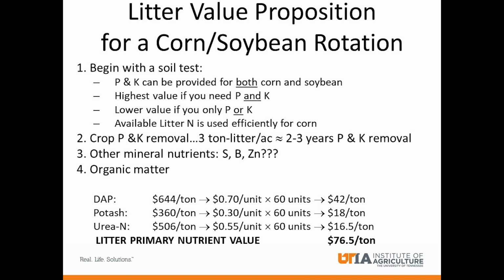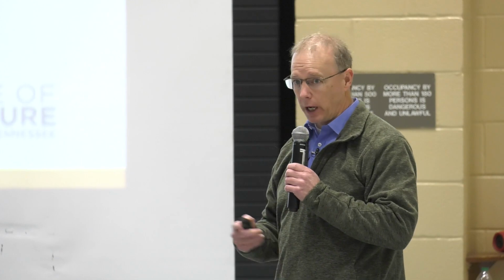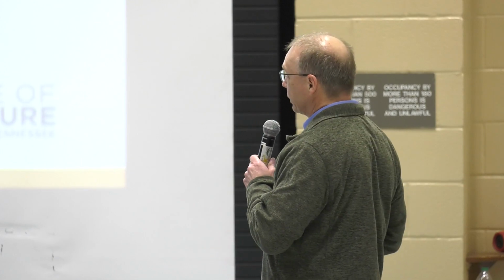So let's talk a little bit about the value proposition for litter in a corn and soybean rotation. Obviously, the first thing you want to do is begin with a soil test. You're going to maximize the value of the litter if you have a need for phosphorus and potassium, right? You know you're going to have to use the phosphorus. You're going to have to purchase this product to maximize your agronomic yield.